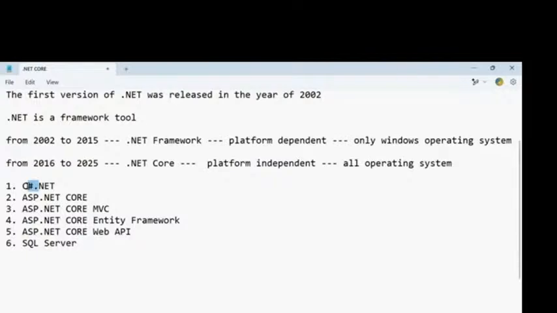Now, base class libraries are in the form of two different ways. First one is the .exe file. Next one is the DLL file.